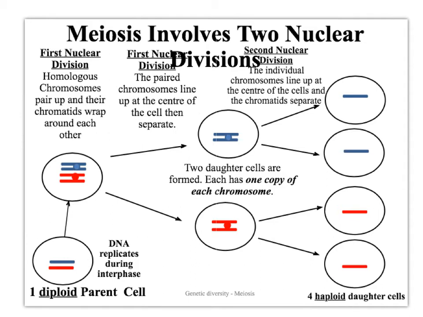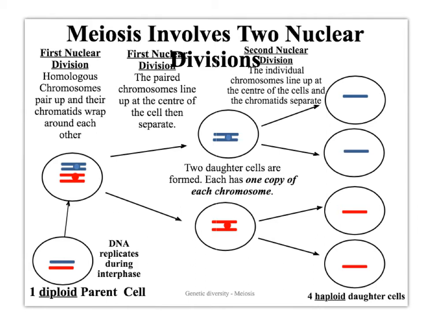So in division 1, the spindle fibres would attach to the centromeres, and one from each homologous pair of chromosomes. One chromosome from each pair goes to opposite poles. So the daughter cells now have one copy, so these are now haploid. So these cells are now n, haploid because they've got one copy of each chromosome.